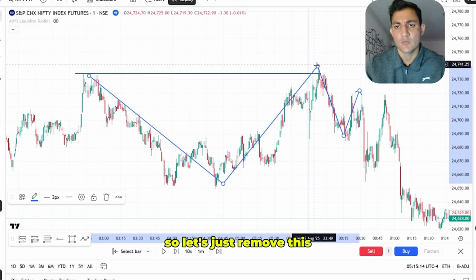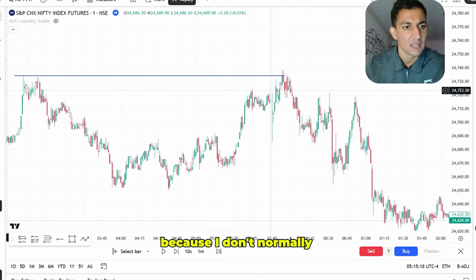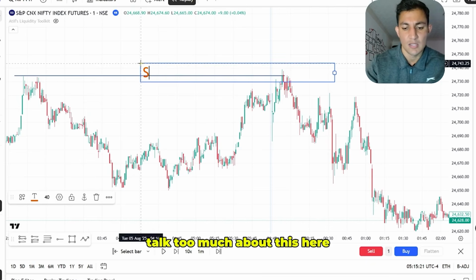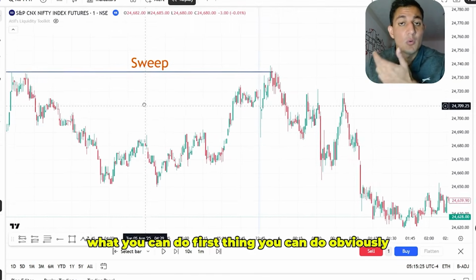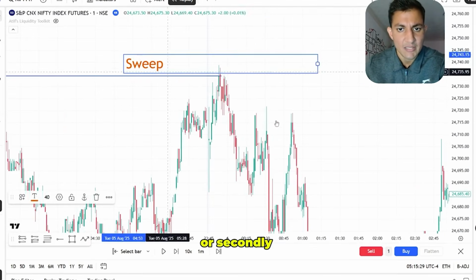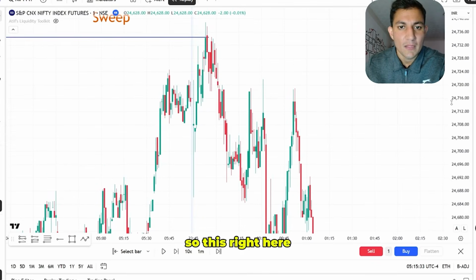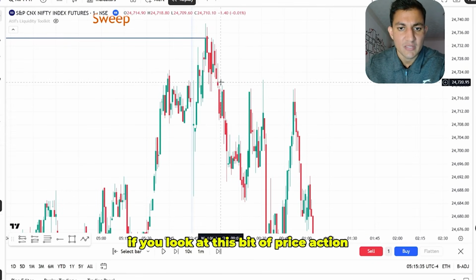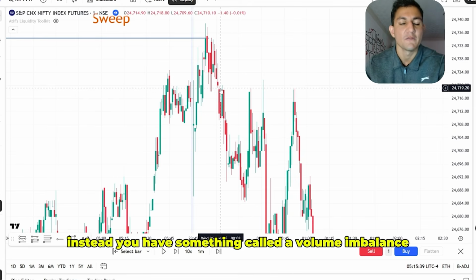So let's just remove this. Let's say you wanted a fair value gap entry, and this is an important example, right? Because I don't normally talk too much about this, when there's a lack of fair value gaps, what you can do? First thing you can do obviously is use the order block on the 5-minute chart. Or secondly is, and I know someone was asking about this, this right here, if you look at this bit of price action, you can see there's no fair value gaps, right? Instead, you have something called a volume imbalance.